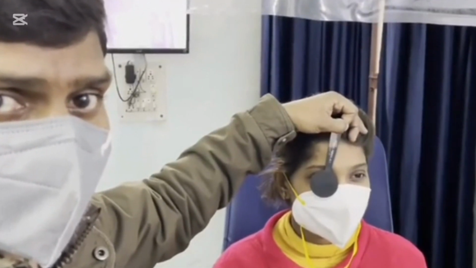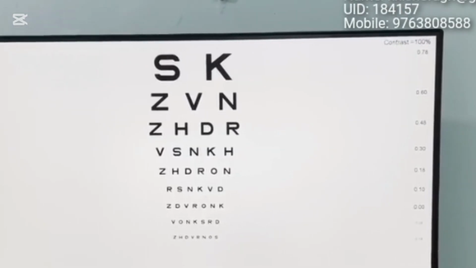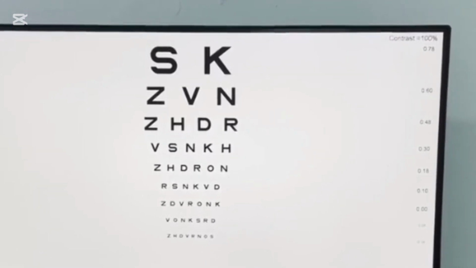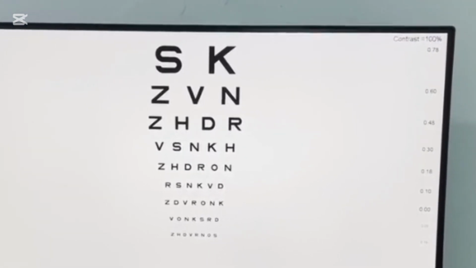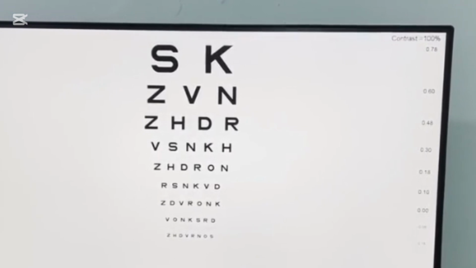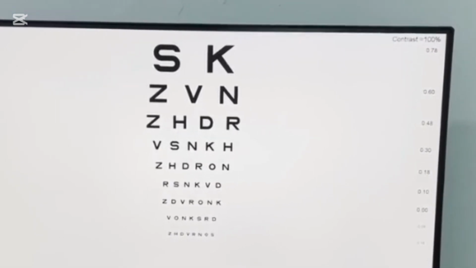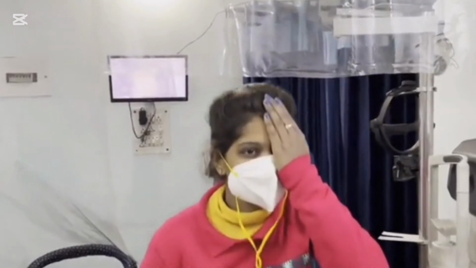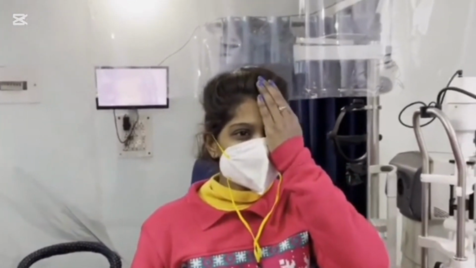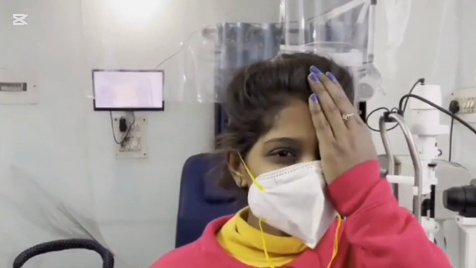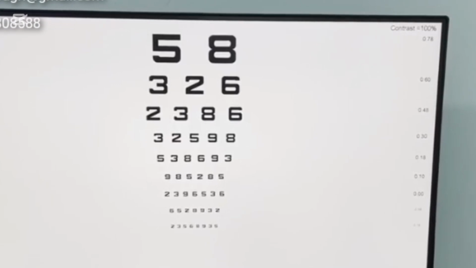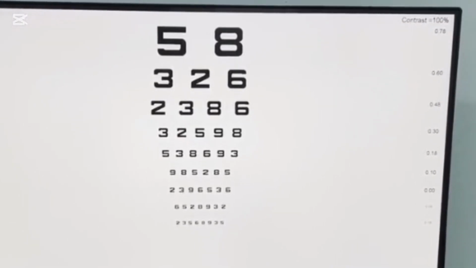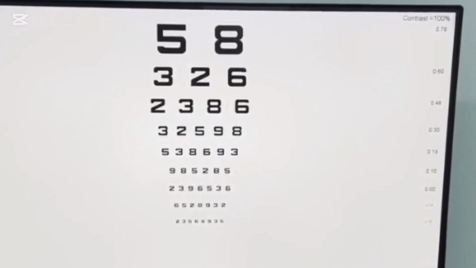Similarly, depending upon the smallest line, which the patient can read from the distance of 6 meter, his vision is recorded as 6 by 9, 6 by 12, 6 by 18, 6 by 24, 6 by 36 and 6 by 60 respectively. If the patient cannot see the top line from 6 meter, he is asked to slowly walk towards the chart. If he can read the top line, depending upon the distance at which he can read the top line, his vision is recorded as 5 by 60, 4 by 60, 3 by 60, 2 by 60 and 1 by 60 respectively.